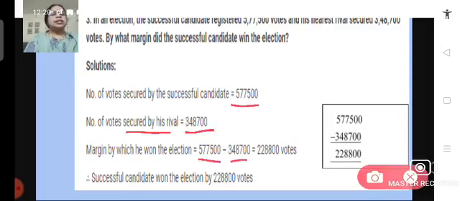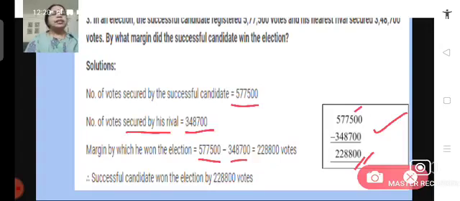To subtract these numbers, we write them in columns like this, and we start subtracting from the ones place. 0 minus 0, 0, 0 minus 0. In tens place again we get 0. Then in hundreds place we have 5, we borrow 1, then we get 15. 15 minus 7 is 8.